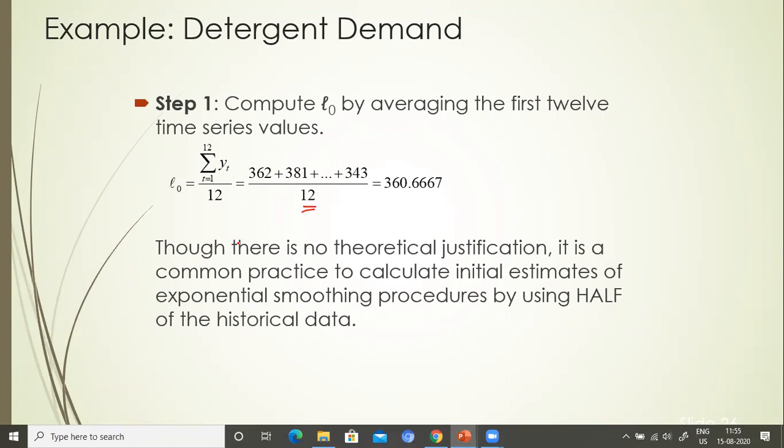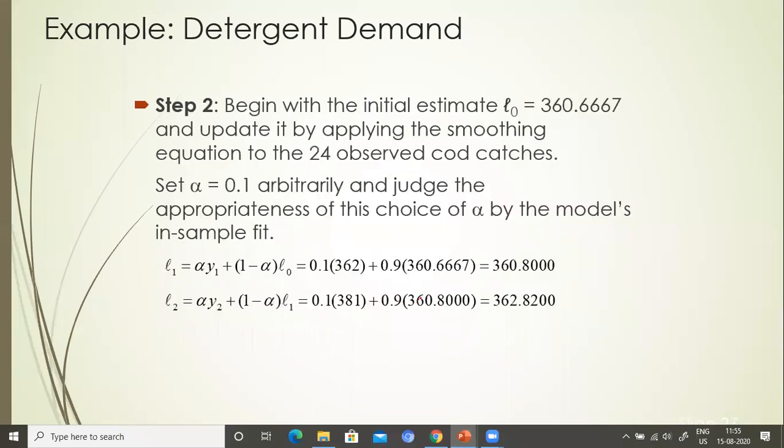In case of an odd number of periods, it gets a little bit challenging. For that, you can remove 1 period and make it even to do your forecasting. But you will use half the data given to you to calculate L0. Only half. So use the first 12 months to calculate L0, and you get this number. It is a common practice to use half of the historical data for the initial estimates of exponential procedures. There is no math behind it. It's a standard practice that we follow.